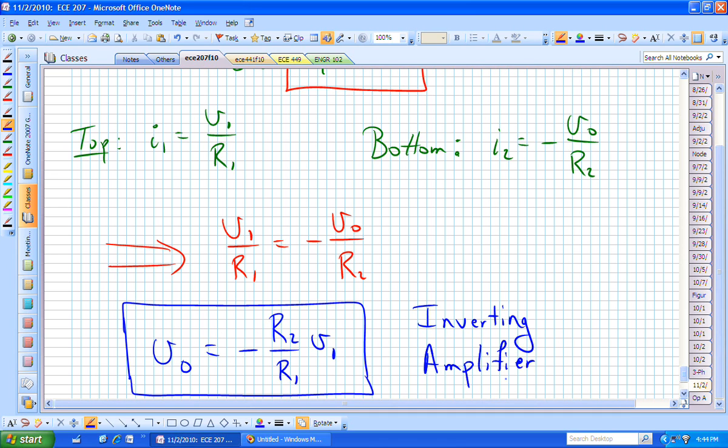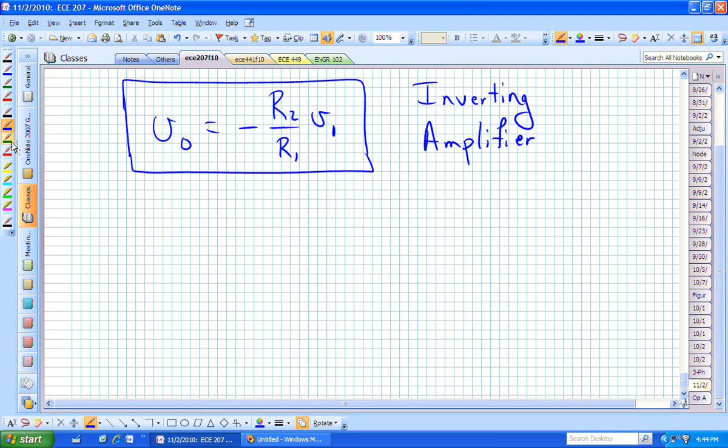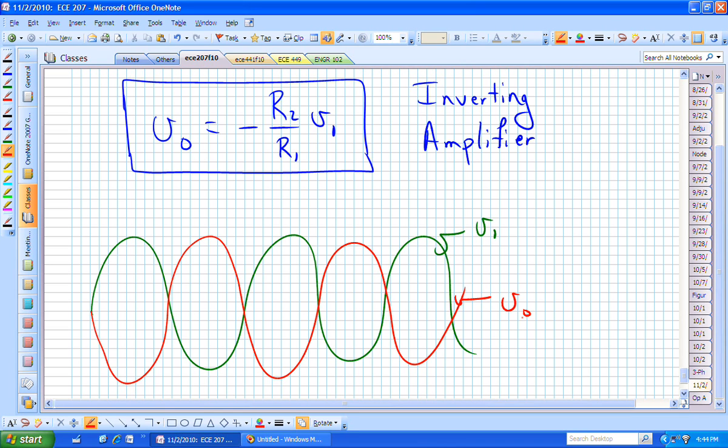Question. What does it invert? If I said, what does an inverting amplifier look like? And if I said, what if your input signal was like this? I don't know why I did that. That's going to be terrible for me to try to draw. But let's say this is now the input. That's V1. What happens if we invert that? It just is the opposite, isn't it? So now I have this. So this is now V0.